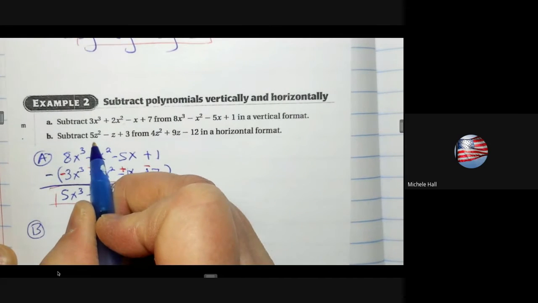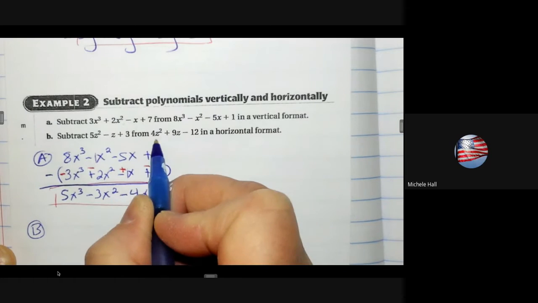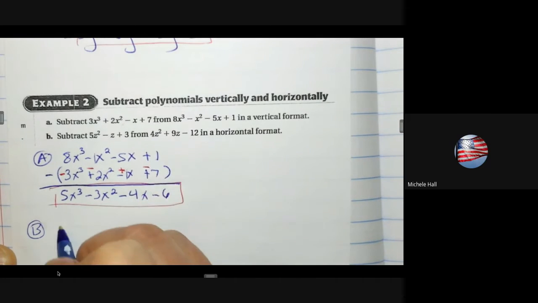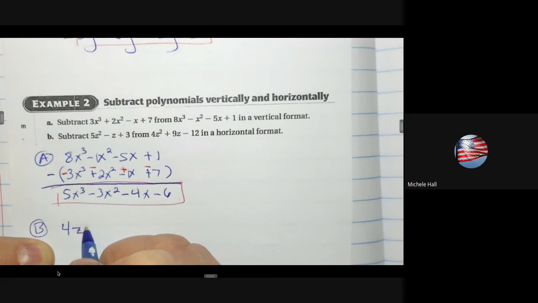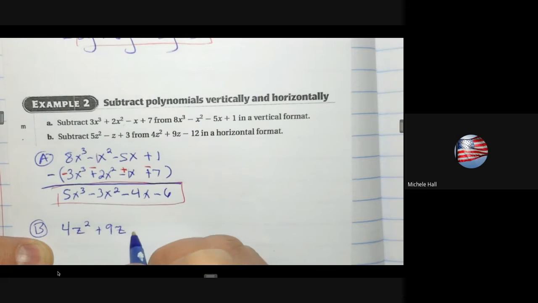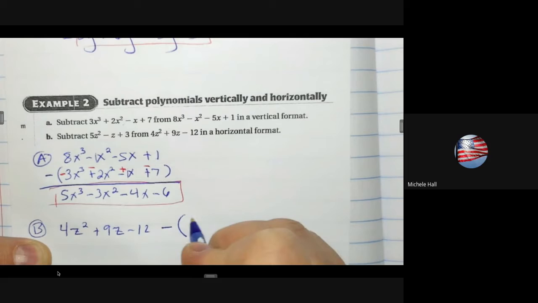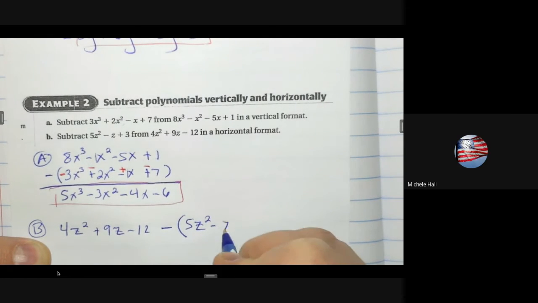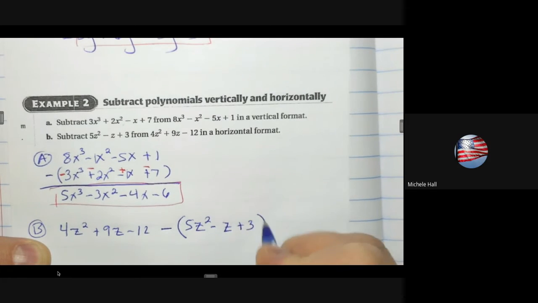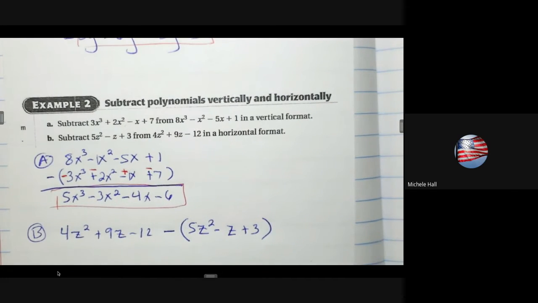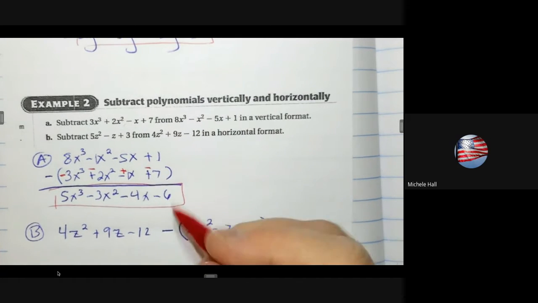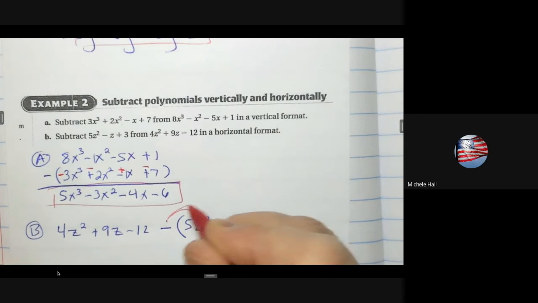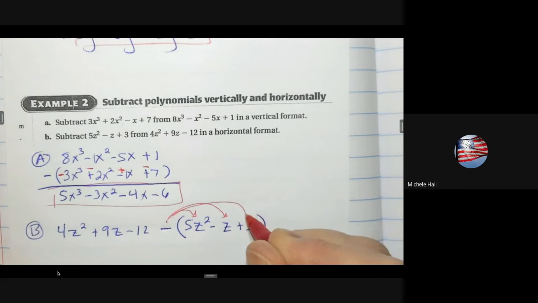Subtract 5z squared from 4z squared. So here's my first one. 4z squared plus 9z minus 12, subtracting the second polynomial. 5z squared minus z plus 3. Again, when there is a negative out front of the polynomial, you need to make sure that you distribute that negative onto all of your terms.